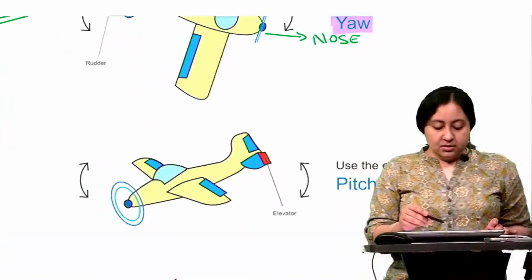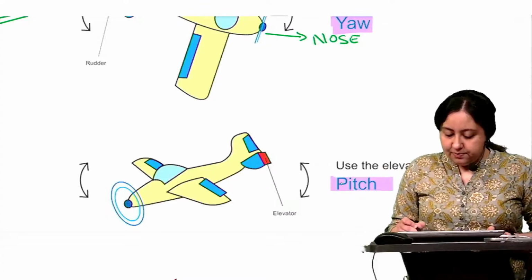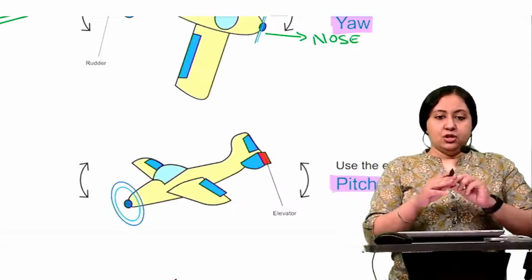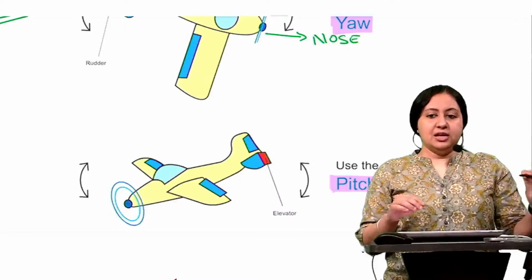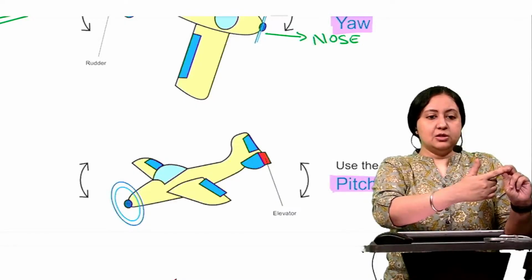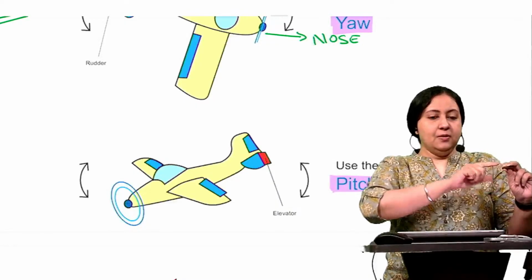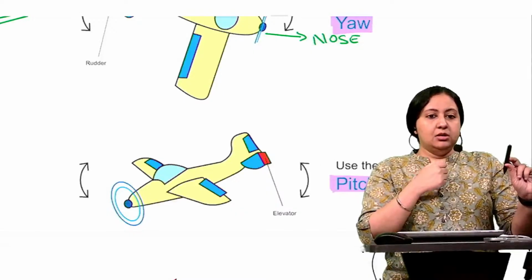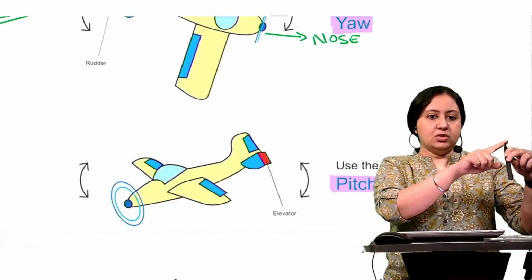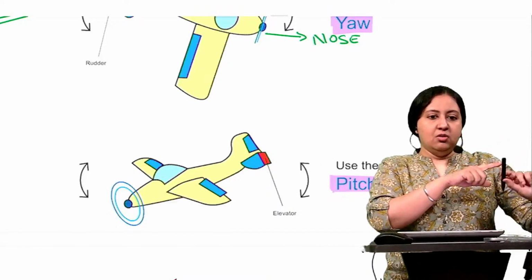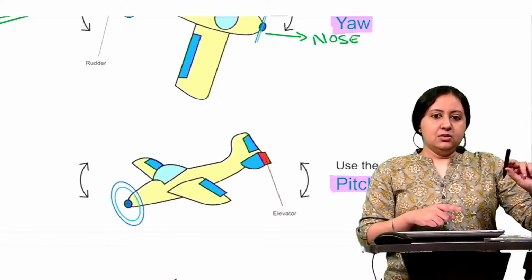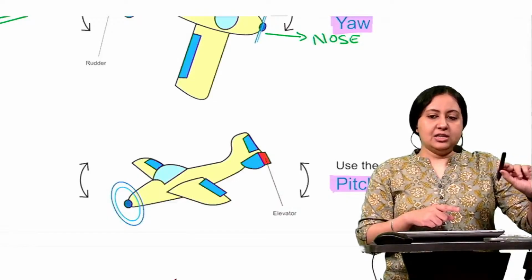Now the second concept is pitch. If this is the airplane, and you people are viewing it from there, this is the nose, this is the tail, and if the nose goes up and the tail goes down, or if the nose goes down and the tail goes up, this is the pitch, movement in this direction.